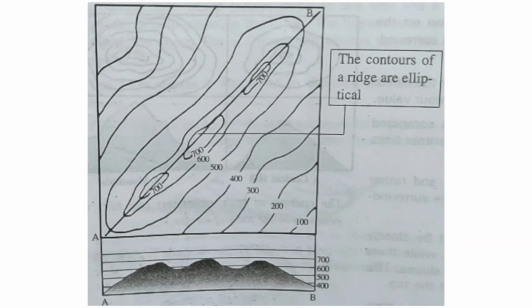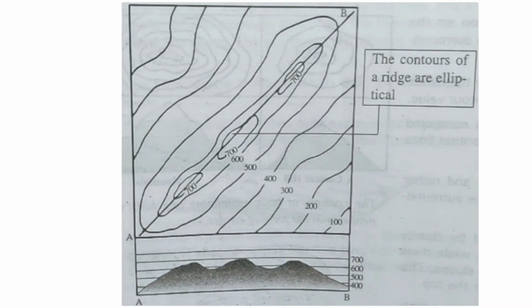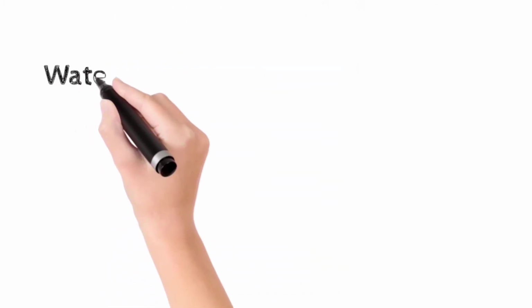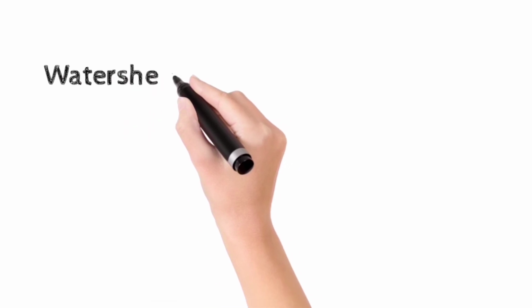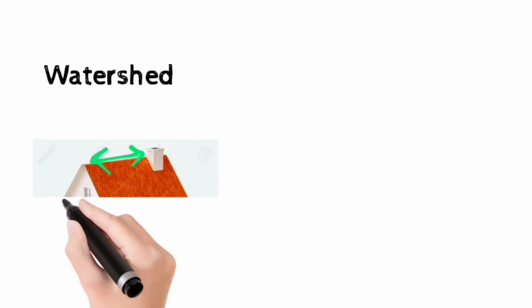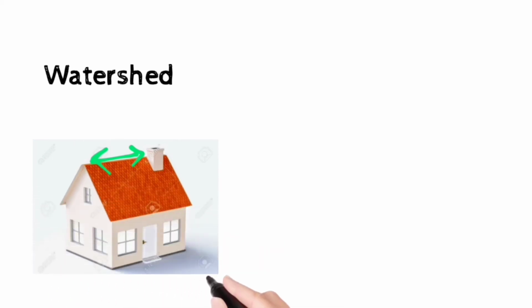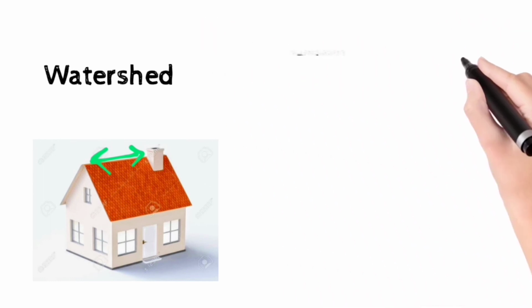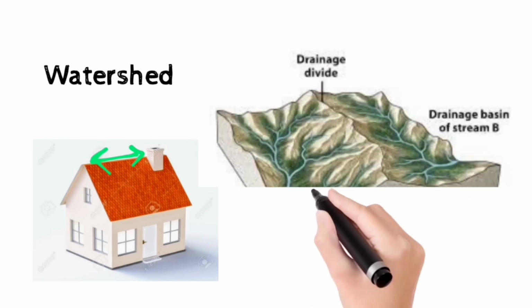Now let's see watershed or water divide. A watershed or water divide is a feature which divides the direction of the water flow. So a watershed is an imaginary line following the crest of ridges which separates all the water or streams flowing into one river from flowing into the next.